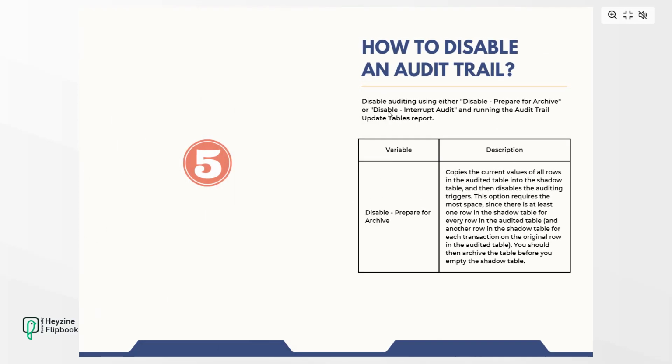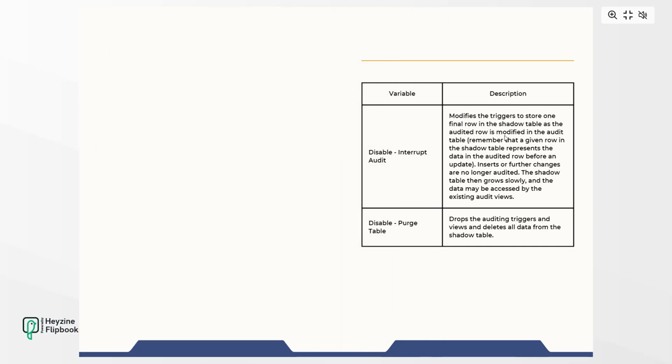If you see here, you can disable audit using either disable prepare for archive or disable interrupt audit based on your business need, and you have to run the Audit Trail update tables report program to take effect. If you miss running this program, then the audit will still continue. So this is how you can disable the audit trails.